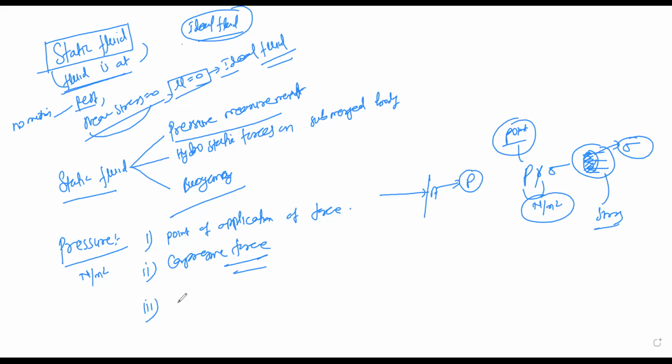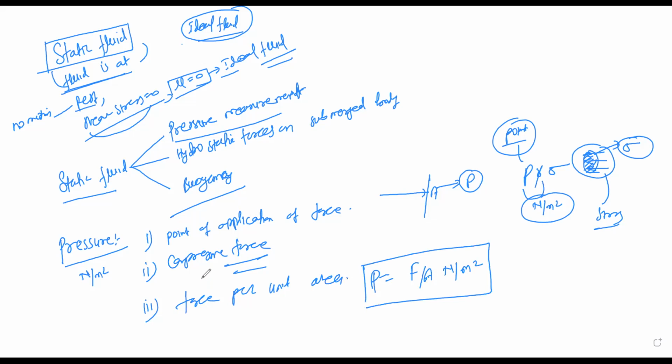So we can define pressure as force per unit area, and it is Newton per meter square. The force is always compressive here. So we can prove whether the pressure is due to the point of application of force or due to the cross-section area. That we can indicate in Mohr's circle.